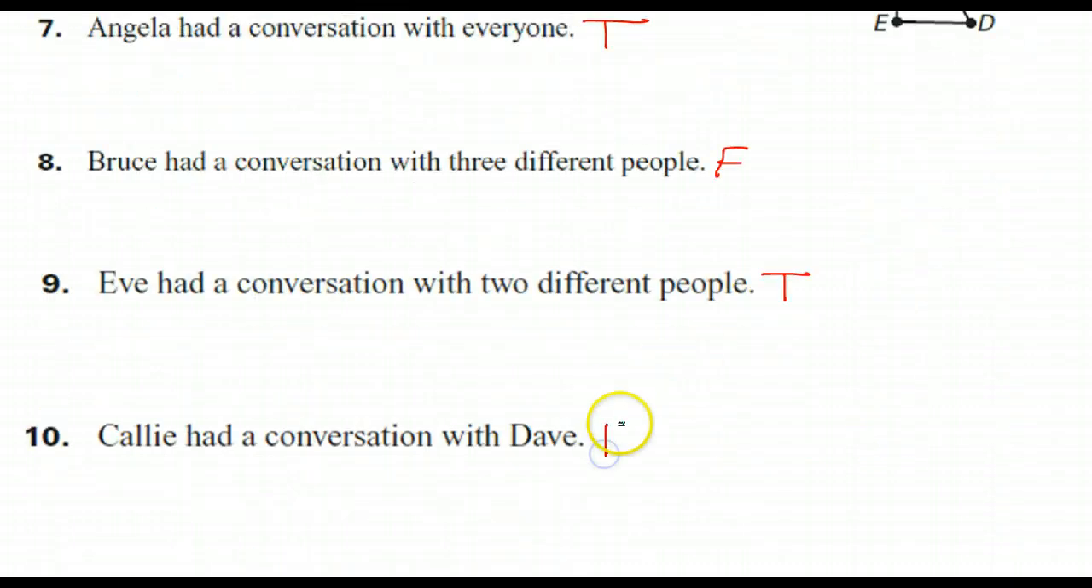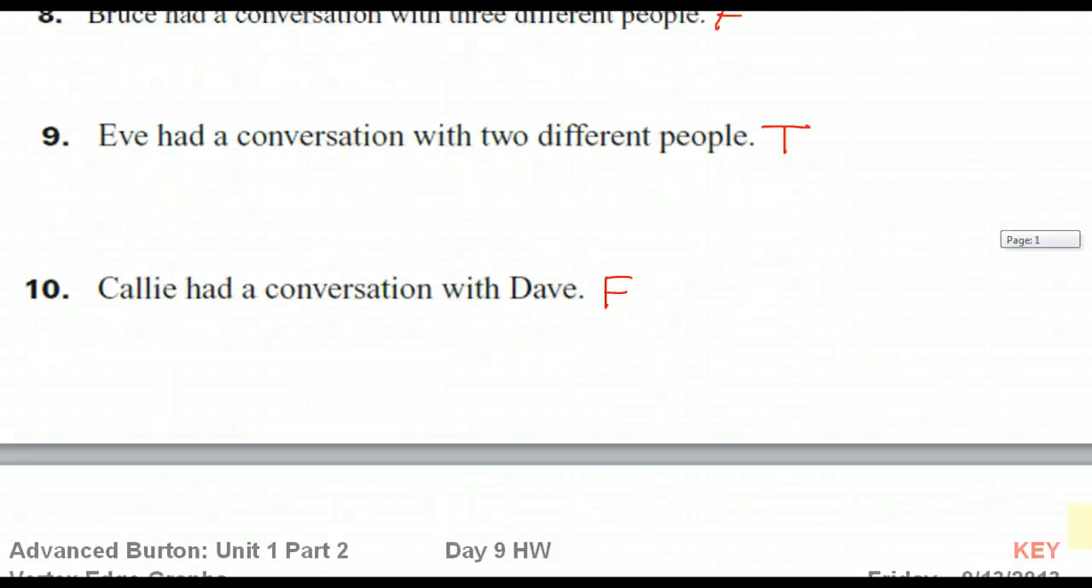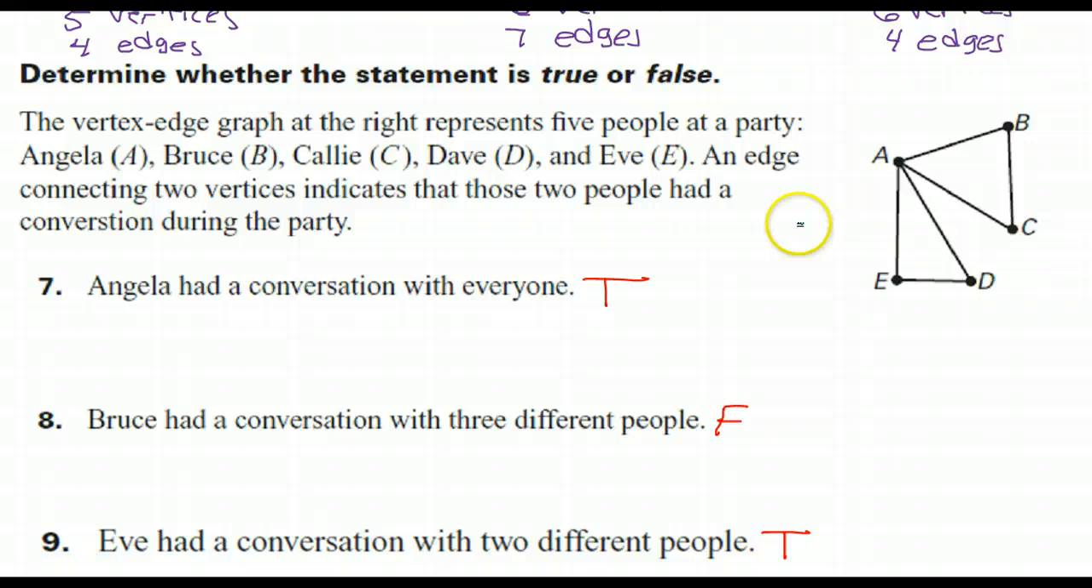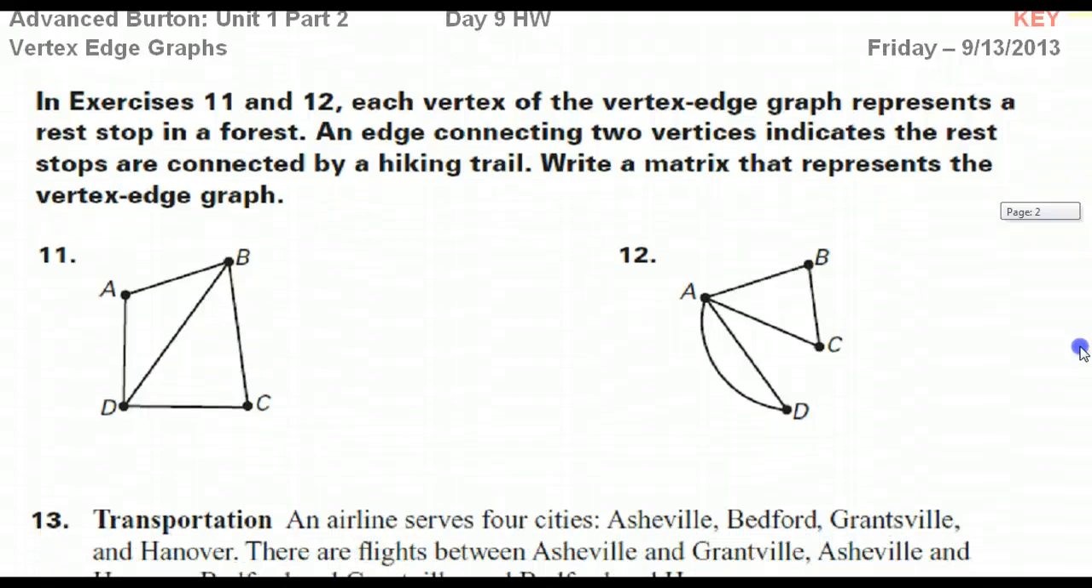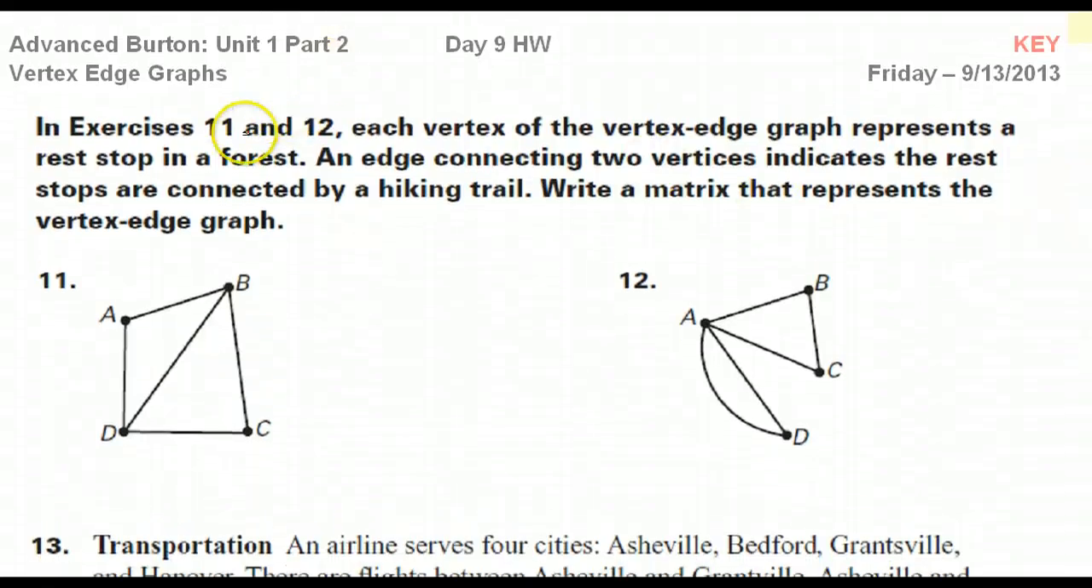Okay, so I think that's it for that. So that's just getting you comfortable with the meaning of vertices and their connections in a real world problem like this. Okay, let's see what's next. In exercises 11 and 12, each vertex of the vertex edge graph represents a rest stop in a forest. An edge connecting the two vertices indicates that the rest stops are connected by a hiking trail. Write a matrix that represents the vertex edge graph.